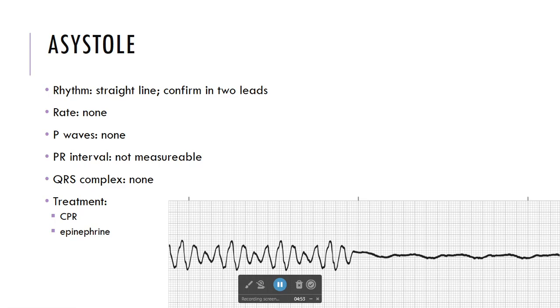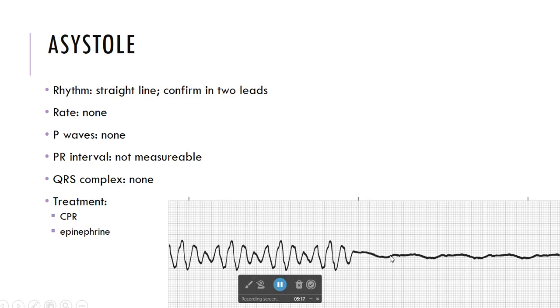Asystole, you do need to confirm this in 2 leads. So the strip I found for you is VFib into asystole. We do not shock asystole because there's no electrical impulse to shock. The reason we shock VFib is to stop this chaotic rhythm, and hopefully something less chaotic will come back.